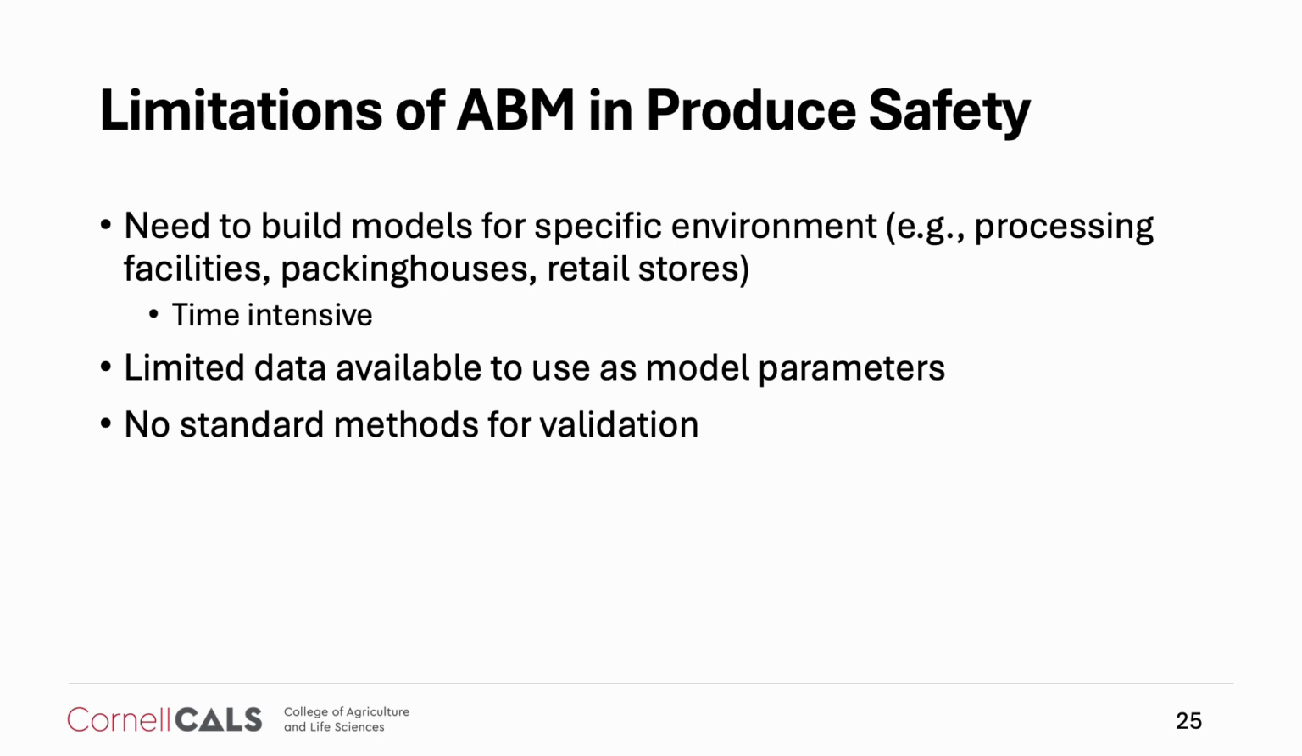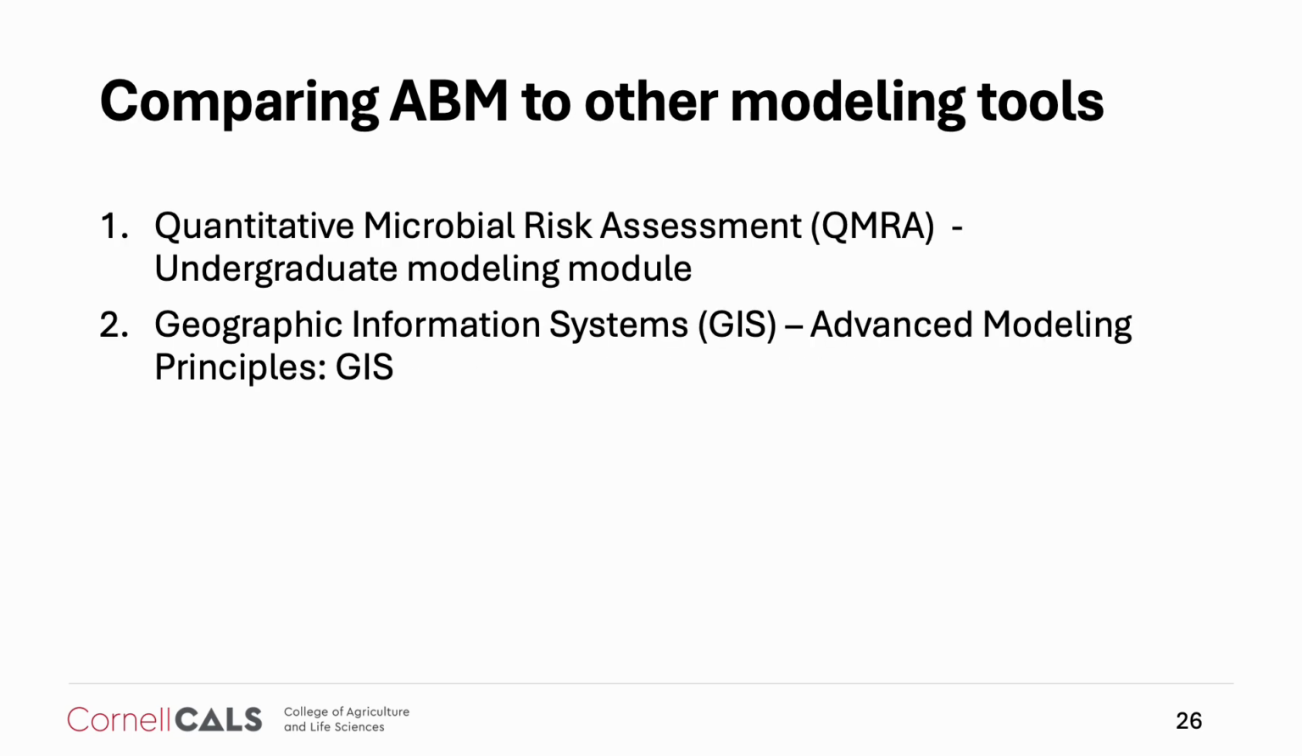So this would require further research to develop a standard validation method. In addition to ABM that we introduced in this lecture, there are other modeling tools that are useful in produce safety application. Quantitative microbial risk assessment, also well known as QMRA, and geographic information systems, GIS in short, are the two that we are going to compare with.